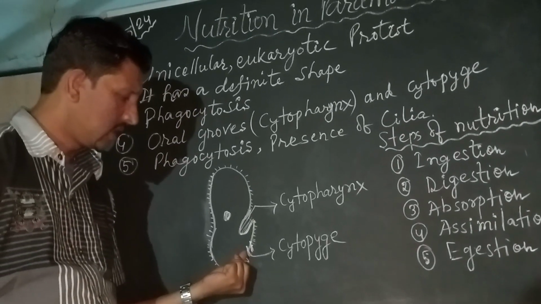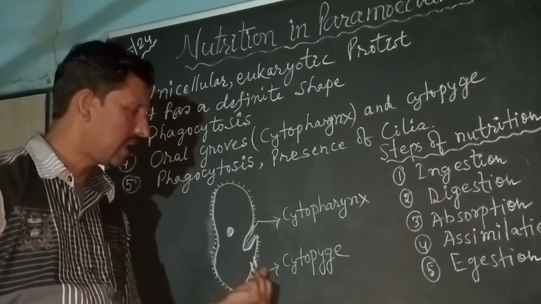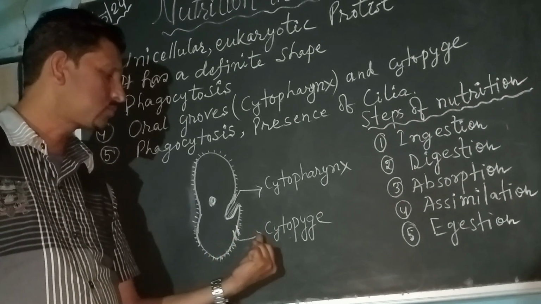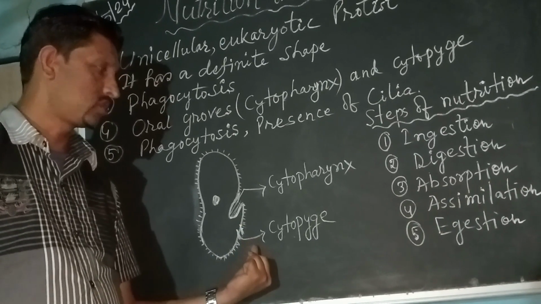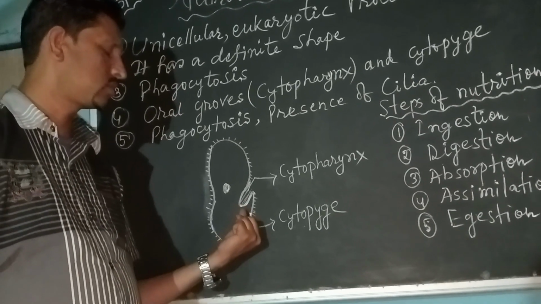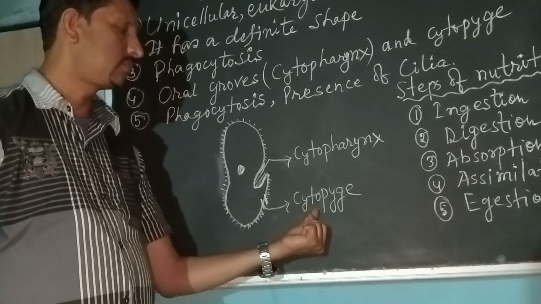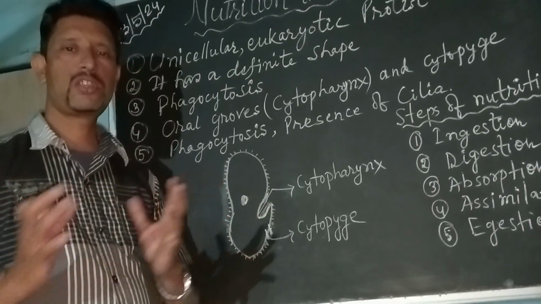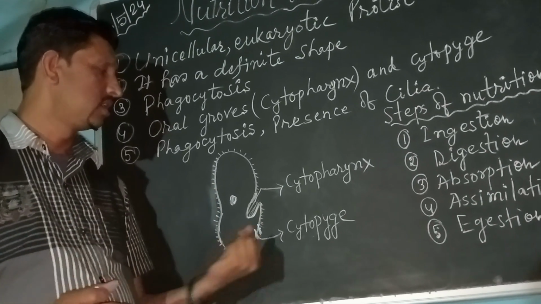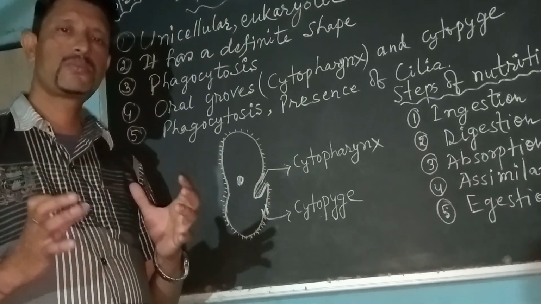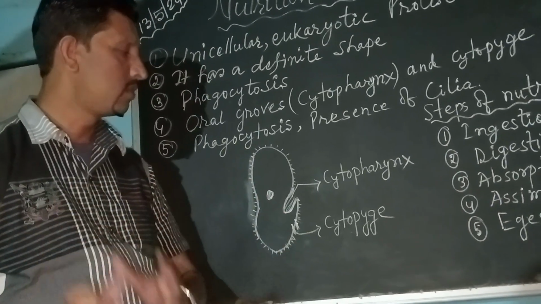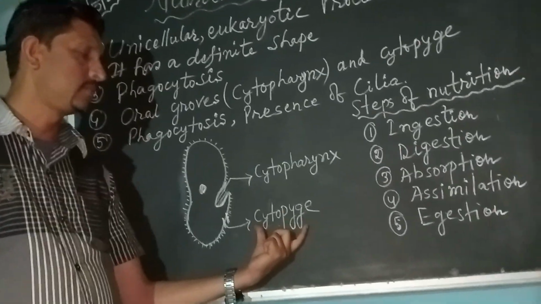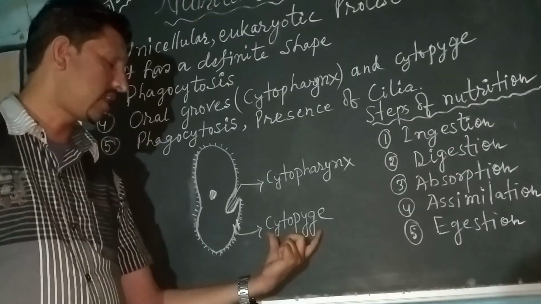Here I have drawn another thing, which is a pore, known as the cytopyge, or anal pore, and it helps in the process of egestion. That means waste products will be eliminated from the body with the help of the cytopyge. In amoeba, there is no definite place for the entry and exit of food particles, as we saw yesterday. But paramoecium has a definite place for the entry of food and also for the exit. They take in food with the help of the cytopharynx, and remove their waste products through the cytopyge.